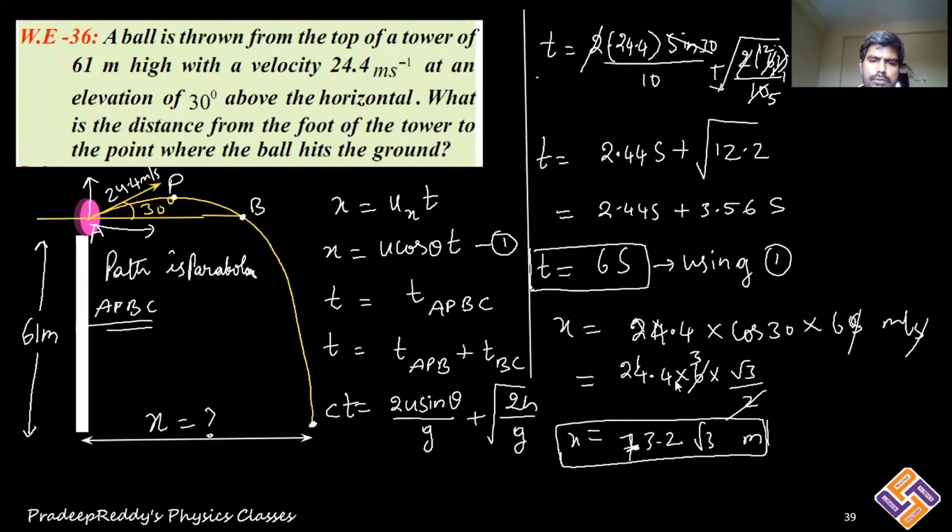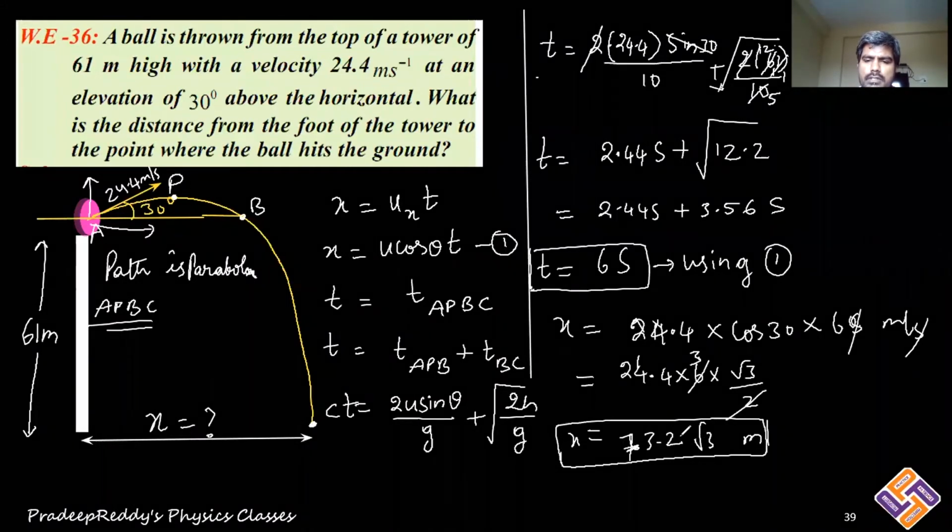So 24.4 into 3 gives you 73.2. It's not 63, 73.2. And this root 3 as it is. Even root 3 is 1.732. You can just multiply that too, so that finally you will be getting displacement in meter.